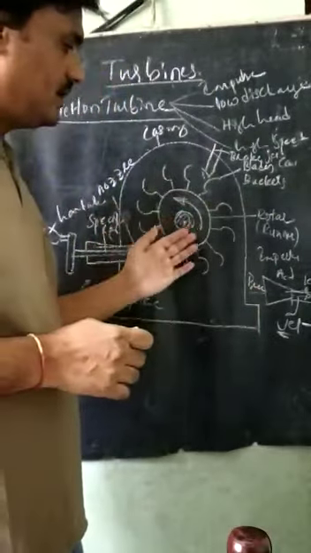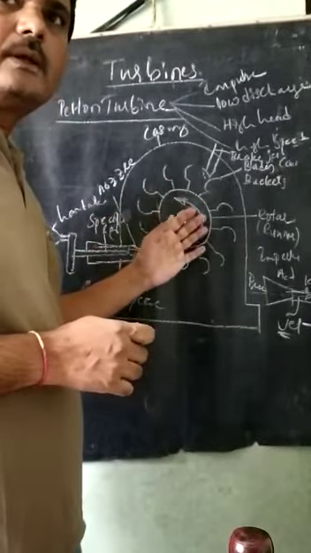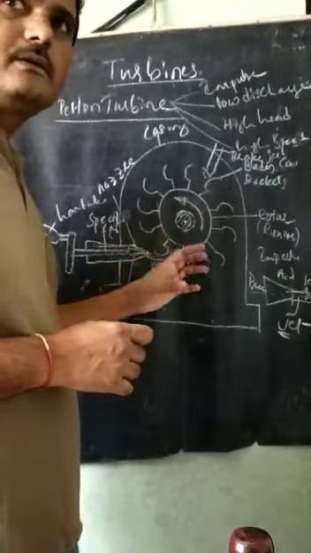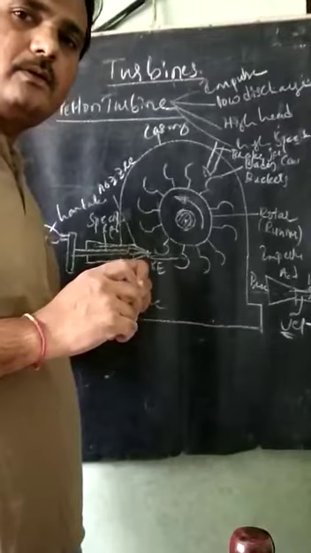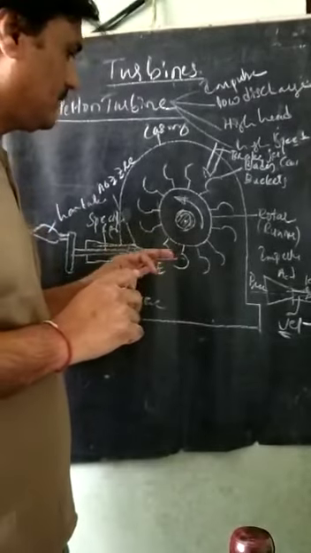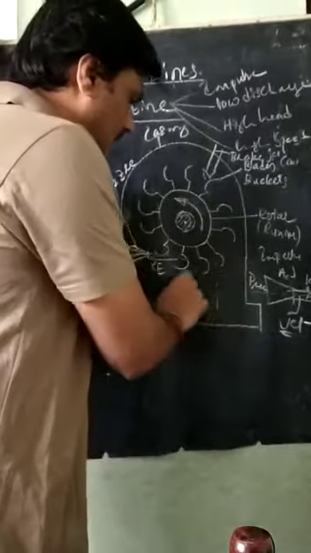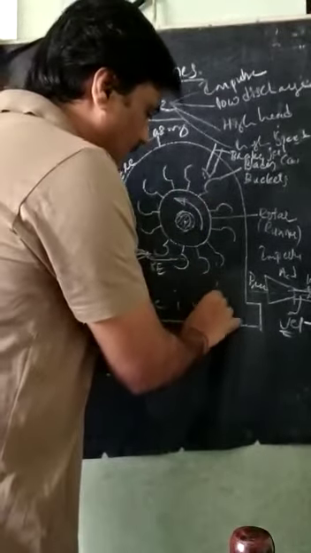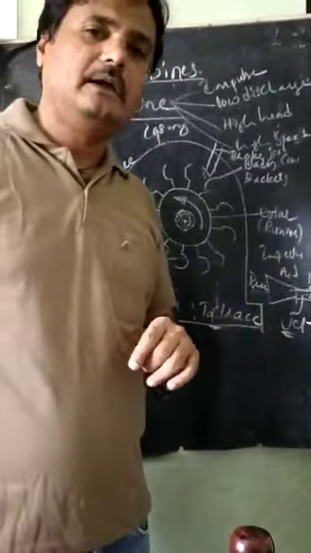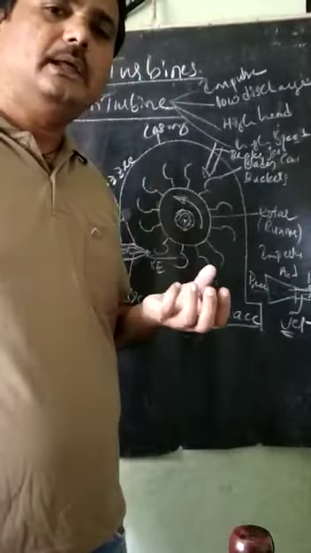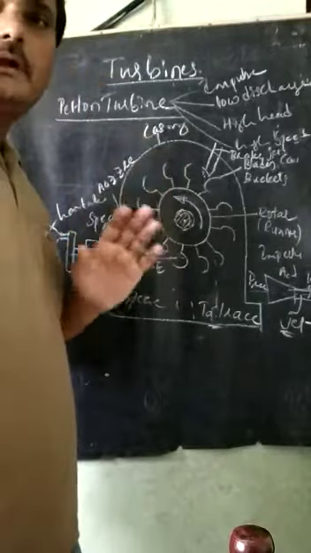After conversion of the energy from fluid energy to rotary mechanical energy, the water is collected at the bottom. This is called the tail race, where the water is collected after the energy has been extracted. This is about the Pelton wheel.